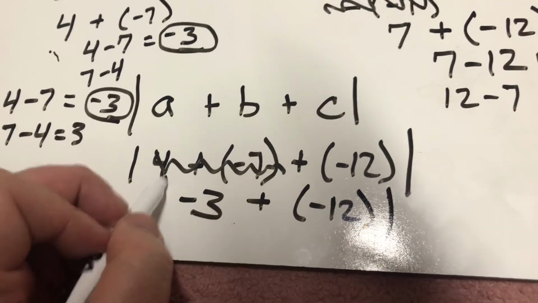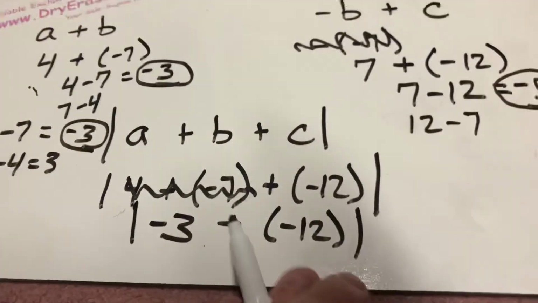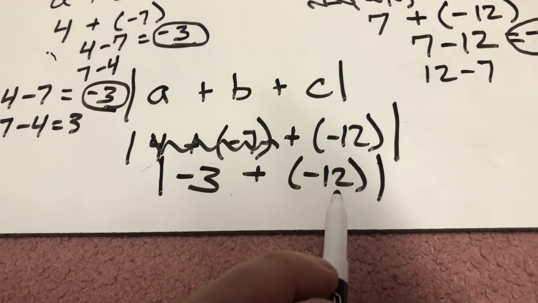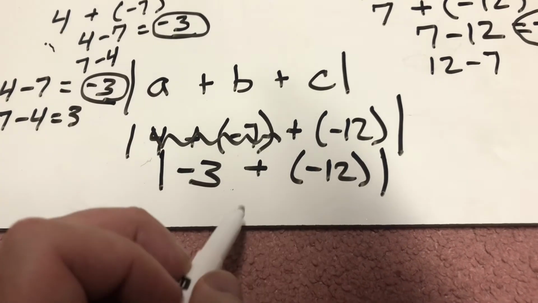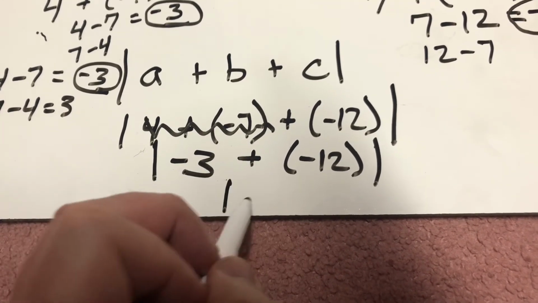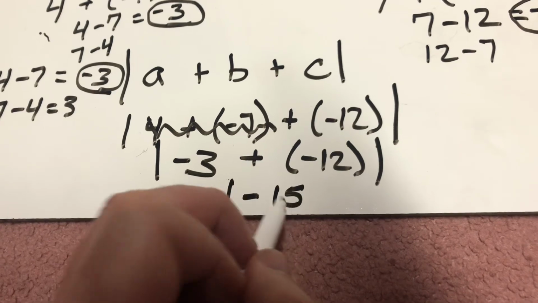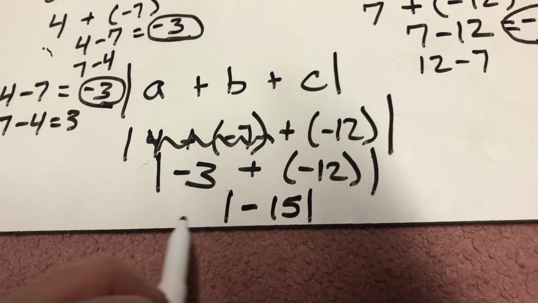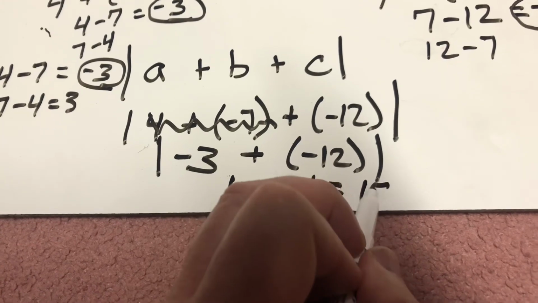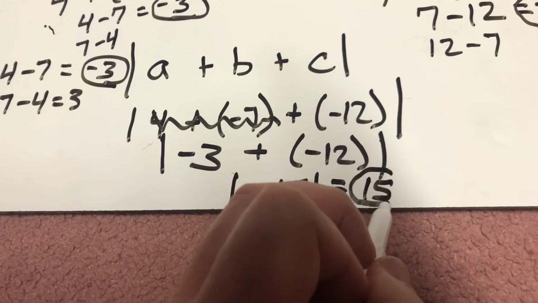absolute value, it's both negative numbers. So I just add the two numbers, 3 and 12. 3 plus 12 is 15. So since they're both negatives, we're talking about the absolute value of negative 15. Well, the absolute value of negative 15 is 15 because it's 15 away from 0.